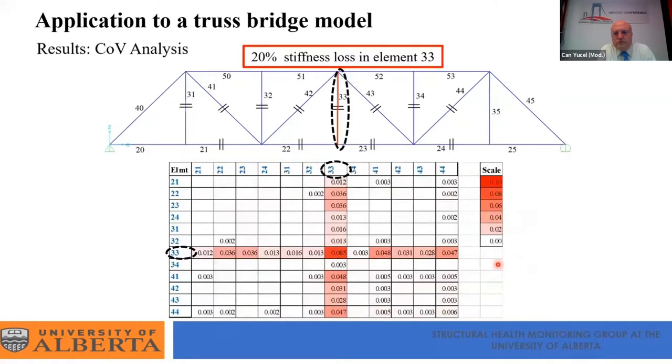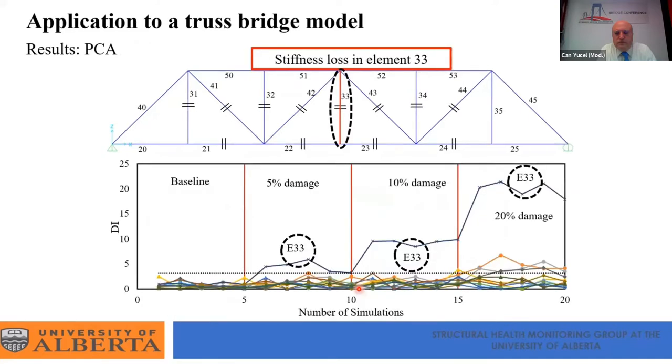Same thing using the coefficient of variation analysis, which is basically a difference matrix, so you can see it in matrix form. Here I present the example when the same element is 20% damaged. You can see the change in coefficients for element 33 is much higher, based on the color code, compared to others. Similarly with PCA, we can see that the damage indicator for damaged element 33 is tracked very well, and it is able to detect, locate, and relatively assess the severity of the damage.